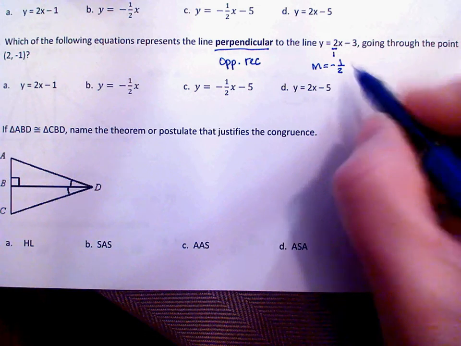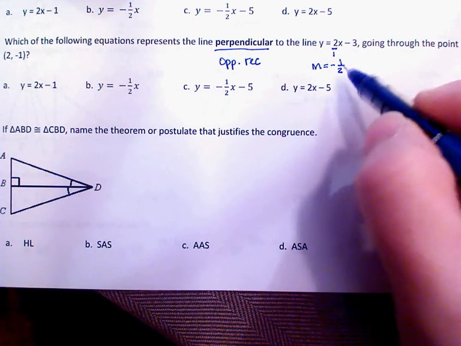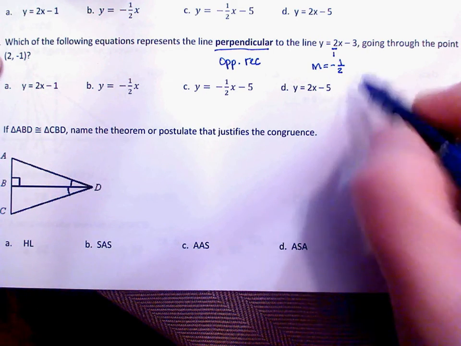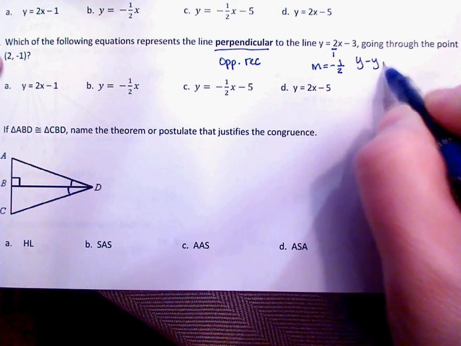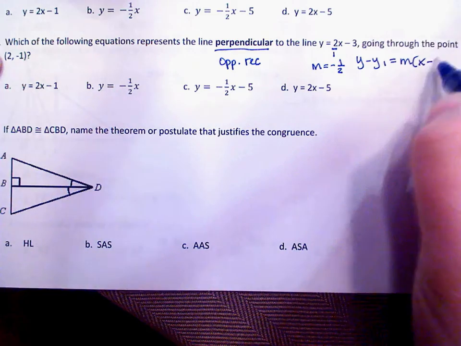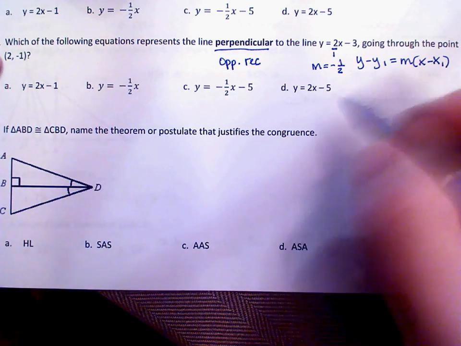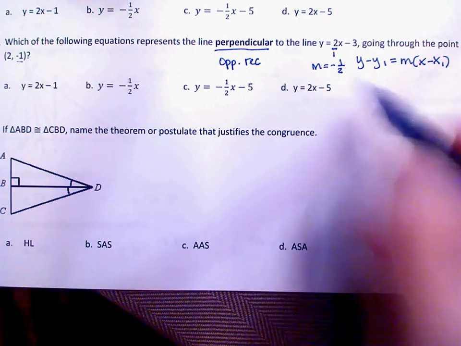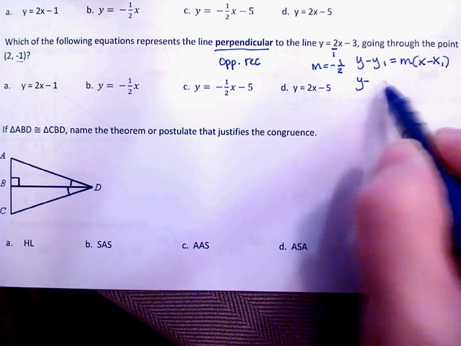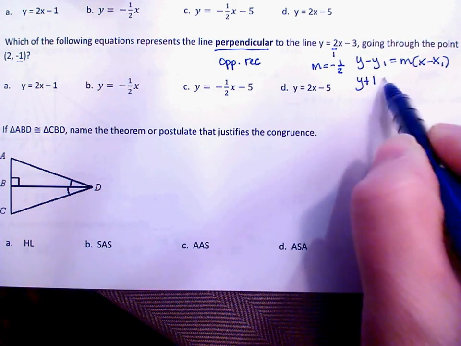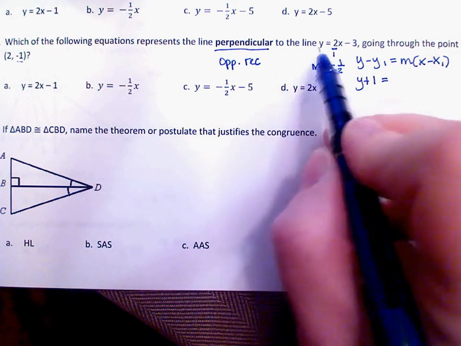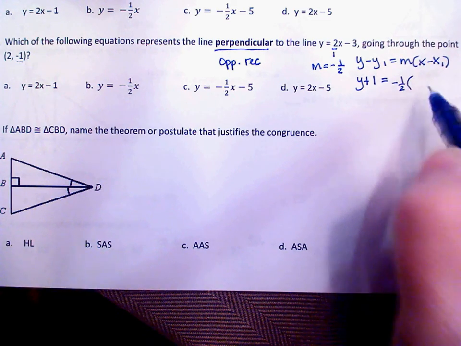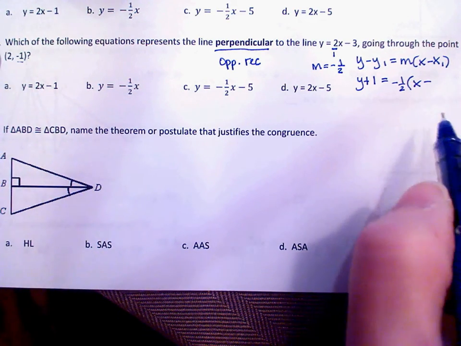Same thing as number 3. You're going to need to use point-slope form since you know a point, (2, -1), and the slope, negative 1/2. So y minus y1 equals m times x minus x1. So our y1 is the y-coordinate of our point, so it is negative 1. So we would have y minus a negative 1 becomes y plus 1. Our slope is not the 2 this time, it's negative 1/2, the opposite reciprocal of 2. And then x minus our x-coordinate of 2.